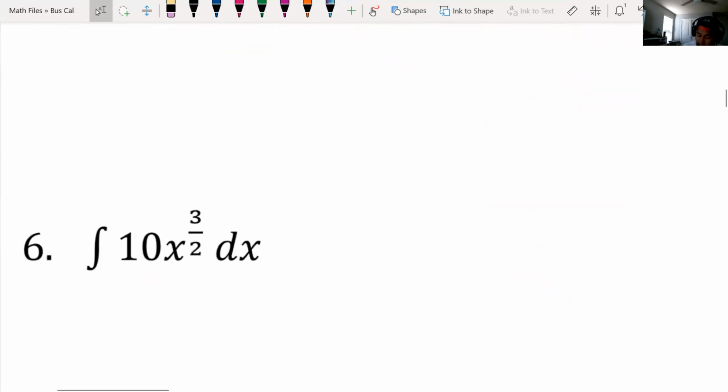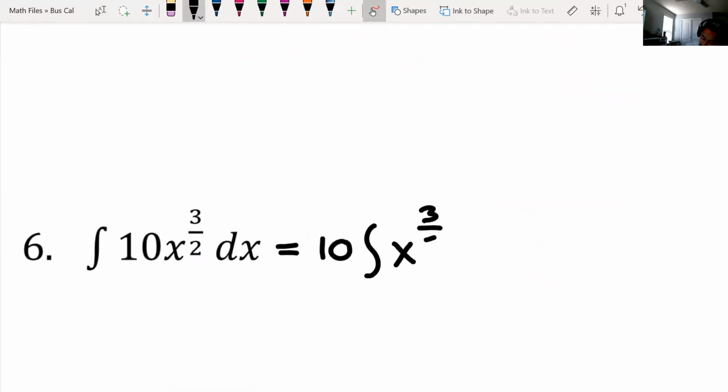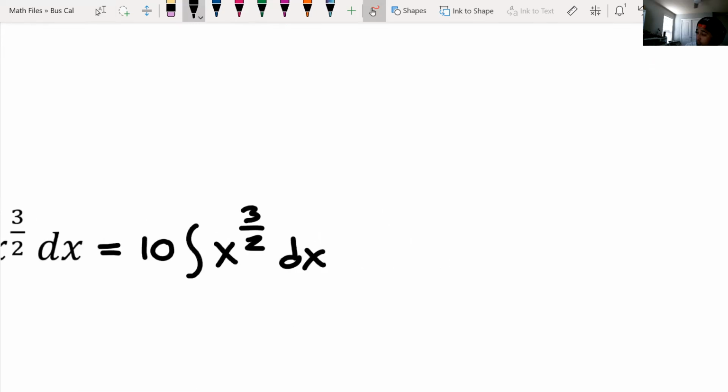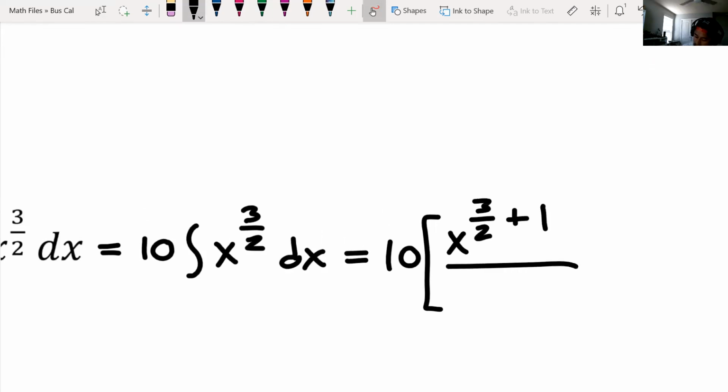All right. So just like the others, take that 10, move it to the outside. 10 times the integral of x to the 3/2 dx. And this, once again, we'll use power rule. So you'll get 10, and put brackets there, times x to the 3/2 plus 1 over 3/2 plus 1.